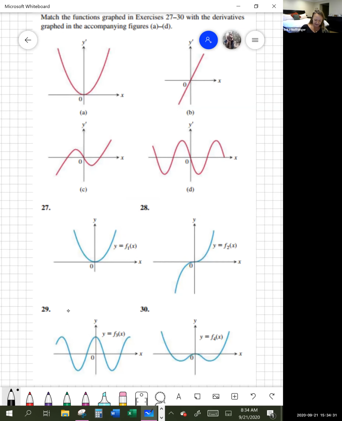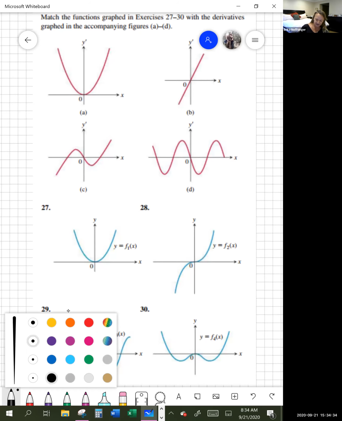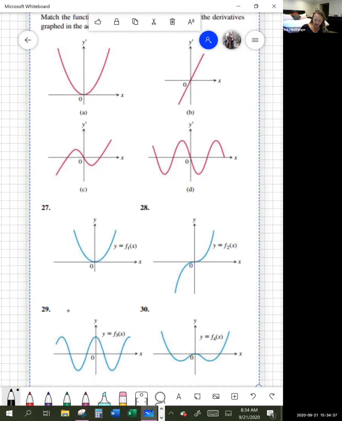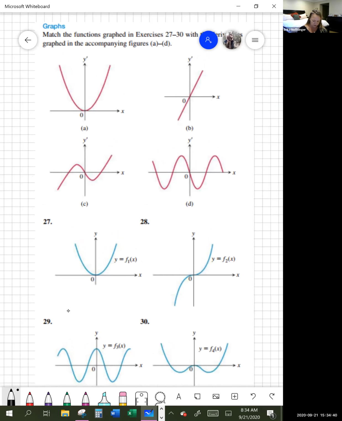So looking at number 27, notice that it's decreasing everywhere until we hit x equals 0. And so we know from this piece, from negative infinity to 0, this is decreasing, m is less than 0. So the graph of f prime of x falls below the x-axis.